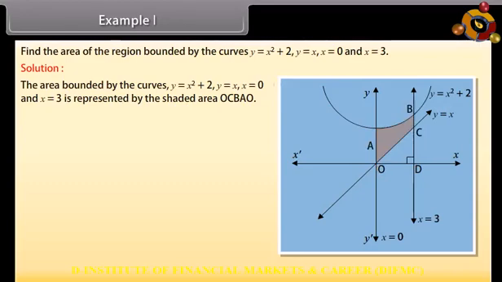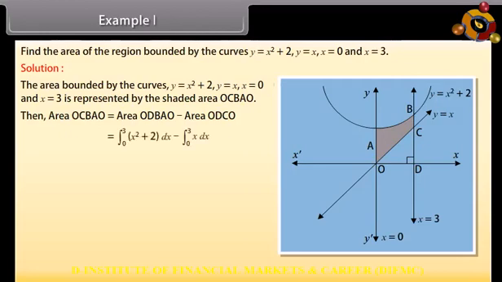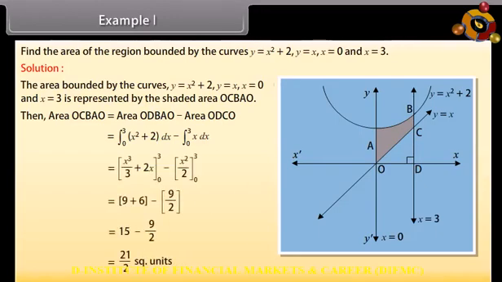Then, area of OCBAO is equal to area of ODBAO minus area of ODCO, which is integral from 0 to 3 of x square plus 2 with respect to x minus integral from 0 to 3 of x with respect to x. By solving we get 21 upon 2 square units.